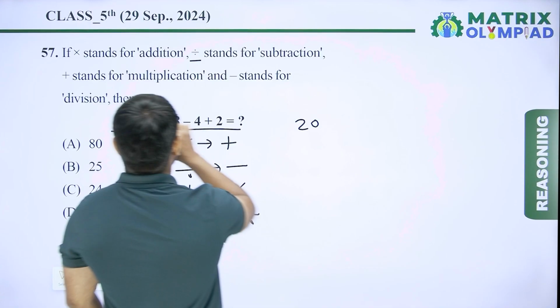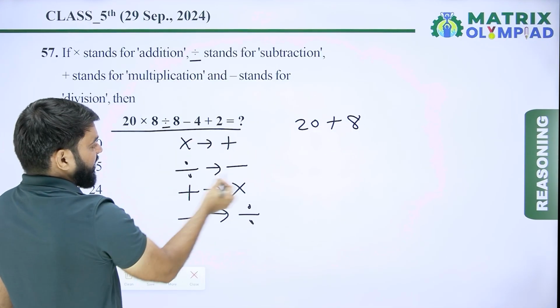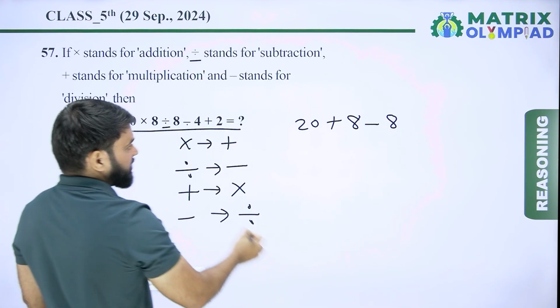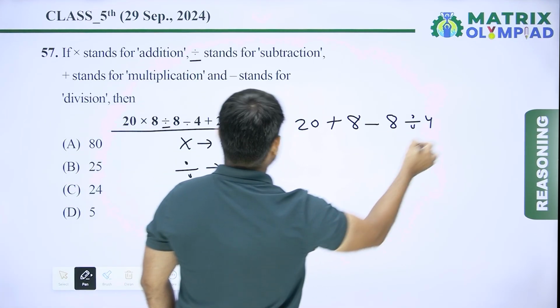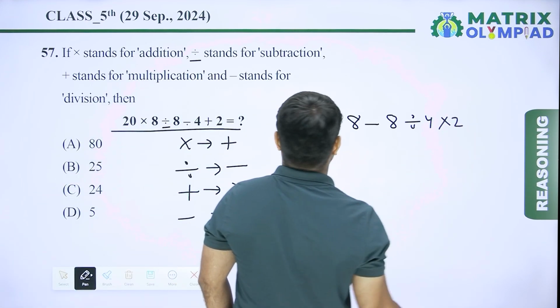So 20 multiply, it means plus 8. Now divide, it means minus 8. Now minus, it means divided by 4. Now plus means multiply. Now multiply by 2.